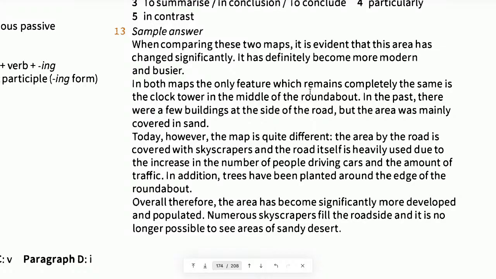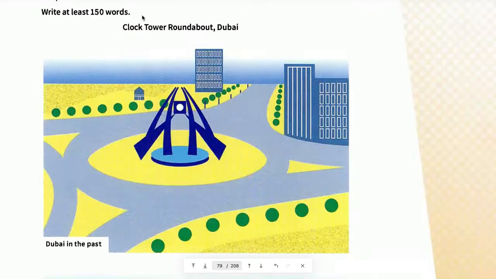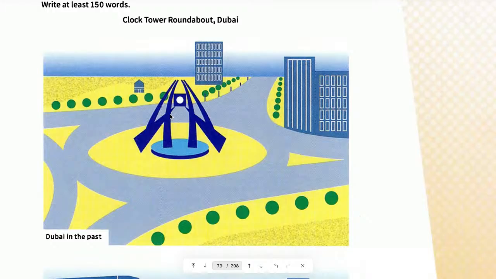Now we need to describe, so the next sentence, in the past. Read that. In the past, there were a few buildings at the side of the road, but the area was mainly covered in sand. Here, what are they trying to describe? Which map? The first map, or Dubai in the past, right? The past map. Dubai in the past.